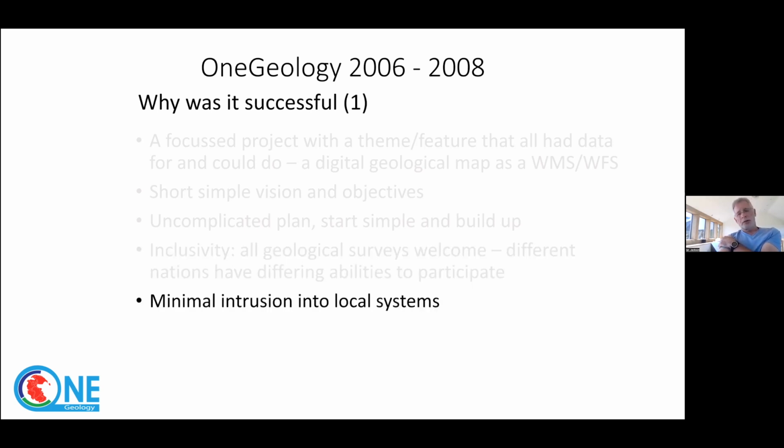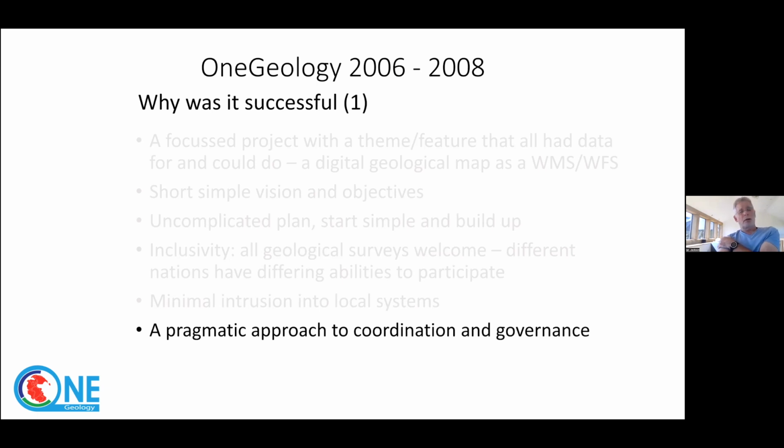We didn't intrude into local systems. They could keep whatever their national or federal systems were. We just wanted them to serve data, for us to harvest data in the international standards that we'd all agreed to. And we took a completely pragmatic approach to coordination in governments. Those who were prepared to lead and gave the time and had the effort in it or showed the initiative, they rose to the top.